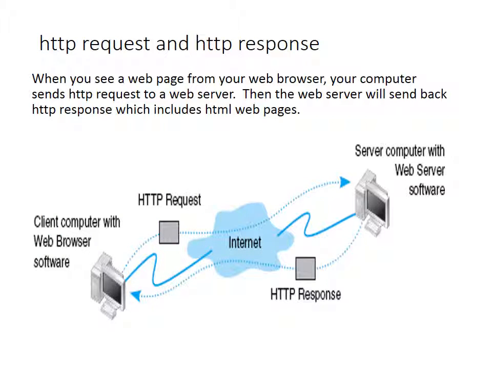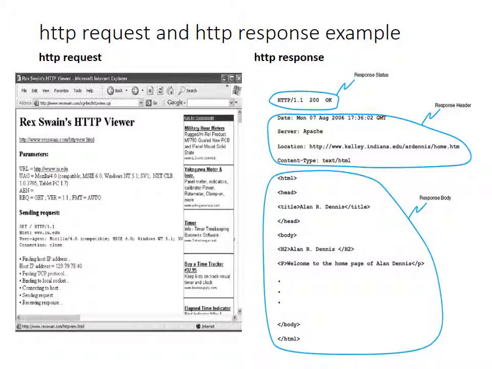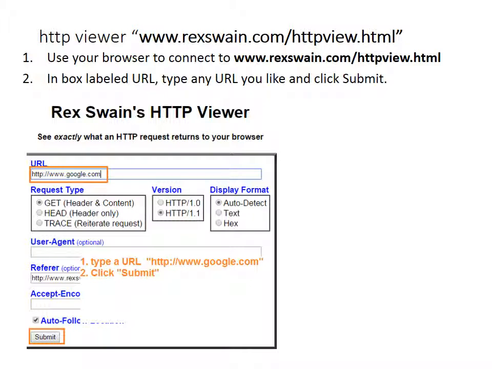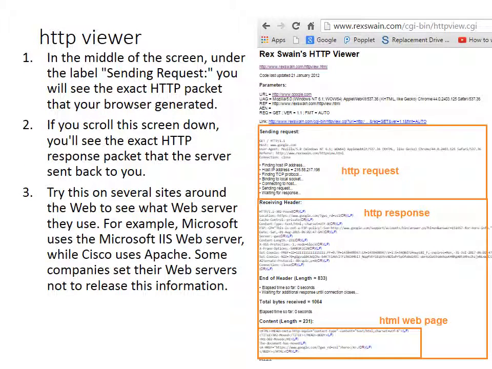When you see a web page from your web browser, your computer sends an HTTP request to a web server. Then the web server will send back an HTTP response, which includes HTML web pages. This is an example of an HTTP request and HTTP response. Visit the given address and see the result. This is an example of an HTTP request and response from the given web page.